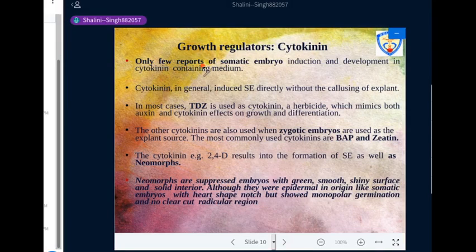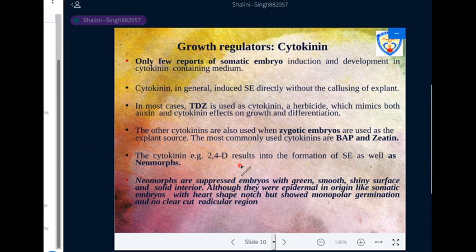Cytokinins. There are only a few reports of somatic embryo induction and development in cytokinin-containing medium. Cytokinins in general induce somatic embryos directly without the callusing of the explant. In most cases, TDZ, thidiazuron, is used as the cytokinin. This is a herbicide which mimics both auxin and cytokinin effects on growth and differentiation. The other cytokinins are also used when zygotic embryos are used as the explant source. The most commonly used cytokinins are BAP and GA10.